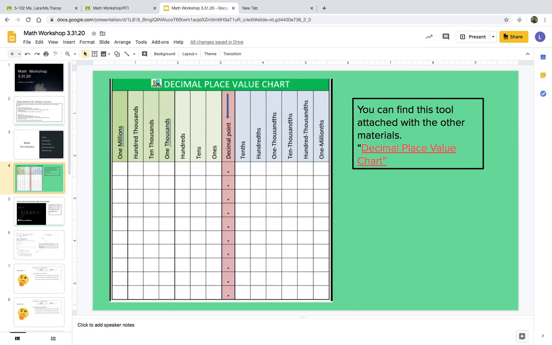We have also included this decimal place value chart with your assignment just in case you forgot what a place value chart looks like, but I doubt that. I know you may not be able to write on it, but like I said, you're using your notebook. You can sketch or draw this place value chart in your notebook.